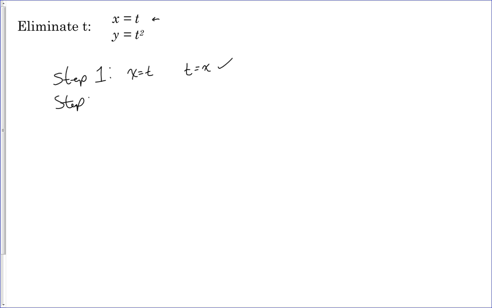Step two, we want to plug this expression for t into the other formula. So basically, we're going to take y equals, and since we know that t equals x, we're going to take x and plug it in for t, and then of course square it because it's t squared. So this here is half of our answer. That's only half of your answer.